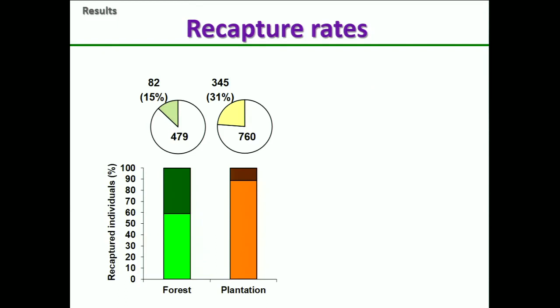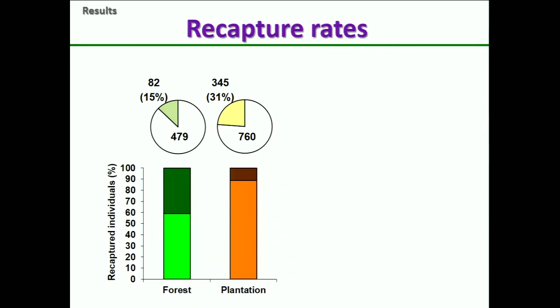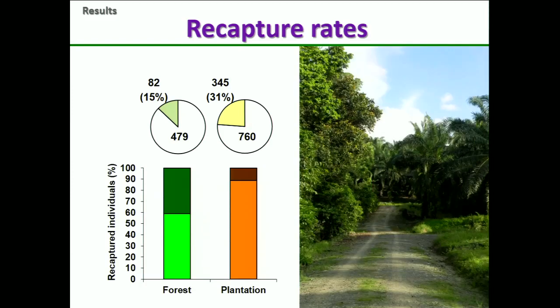And if you look at the white section on the pie chart, you can see the number of unique individuals that was marked in either habitat type. And then if you look at the filled section of the pie chart, this represents the number of individuals that were recaptured in either forest or plantation habitats. So basically, there were more butterflies in the plantation compared to forest, and a higher proportion of butterflies were captured in the plantation.